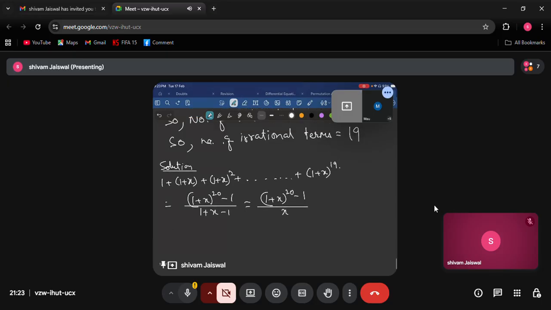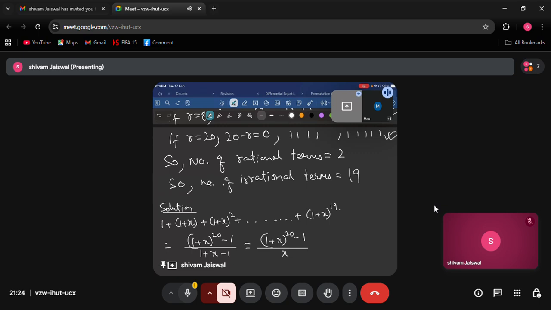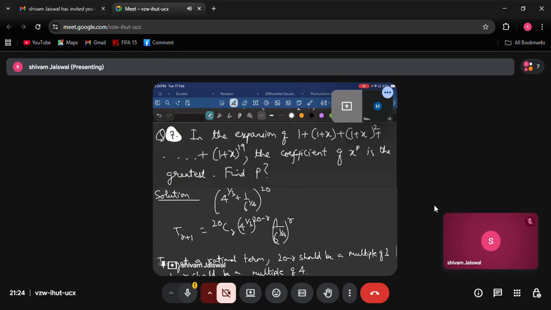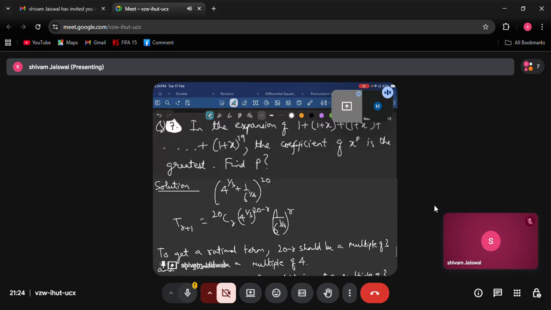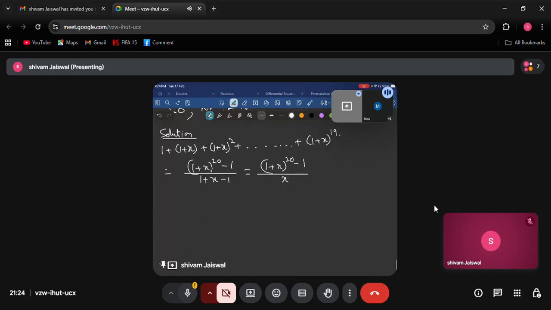Okay. What do I need? Over here it is given: the coefficient of x to the power p is the greatest. Okay, coefficient of x to the power p should be the greatest. Over here, when you expand, you're going to get 1 plus 20c1 x plus 20c2 x square plus dot dot dot, minus 1; 1 minus 1 will get cancelled, divided by x.